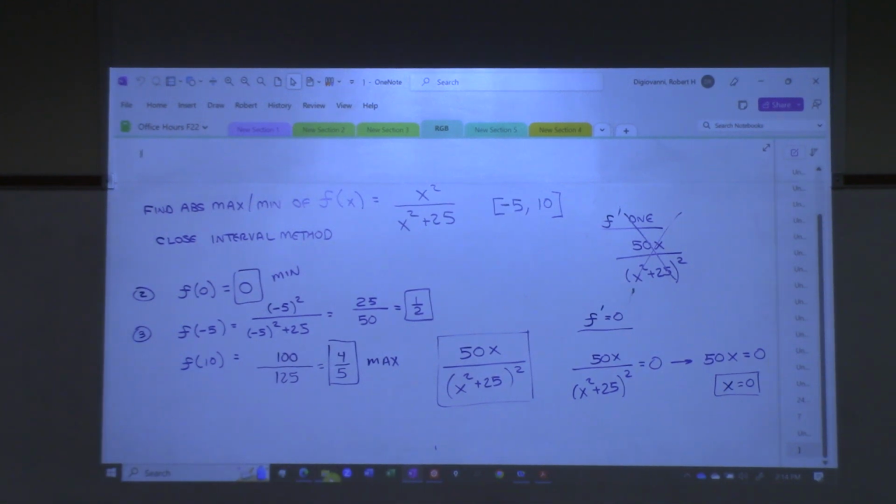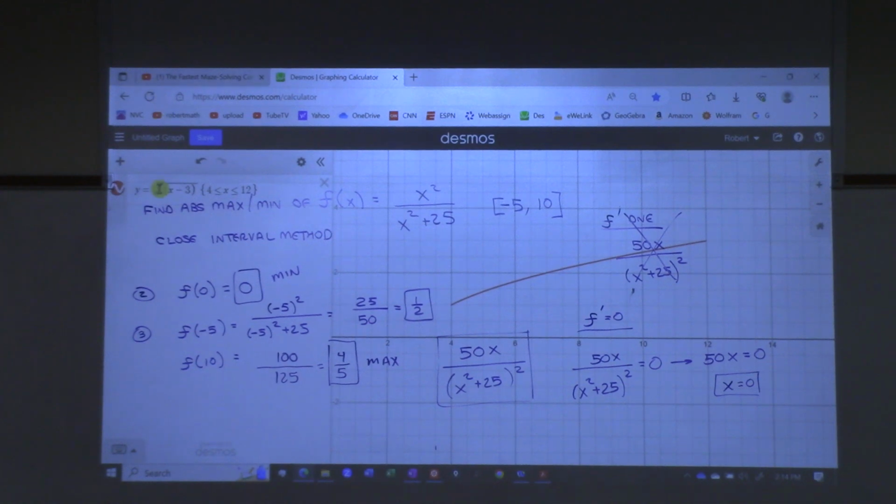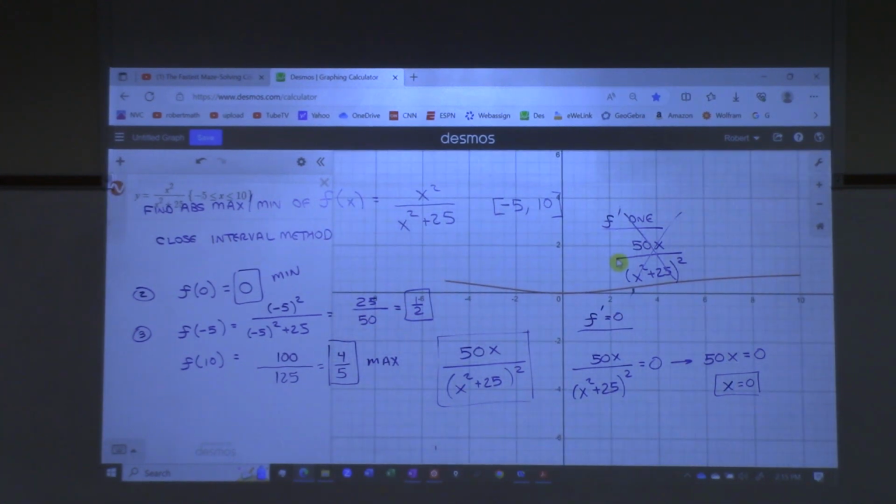We could verify this with the graph again. x squared over x squared plus 25. And we're looking between negative 5 and 10. Did I do that? Oh, I didn't put negative 5. I just put 5. I was like, oh, that's not right. There we go.